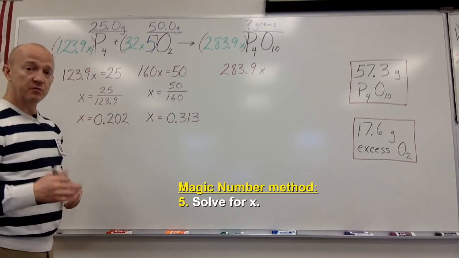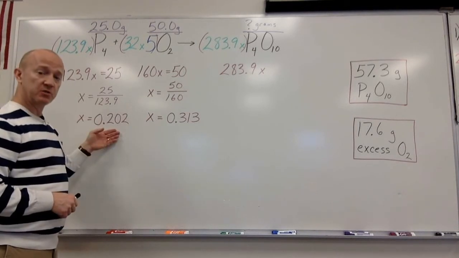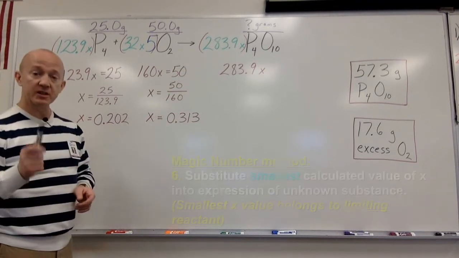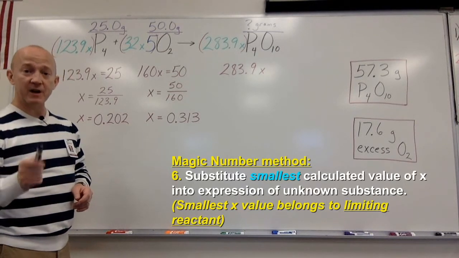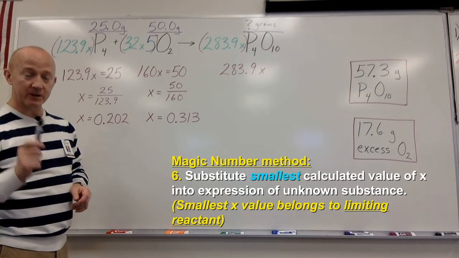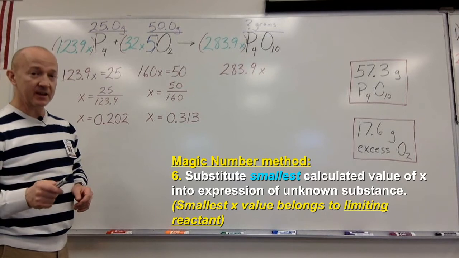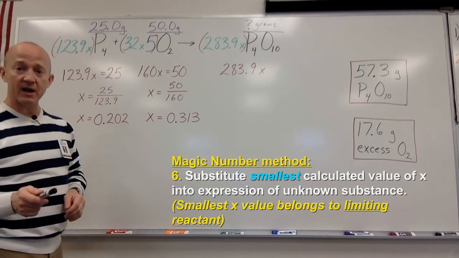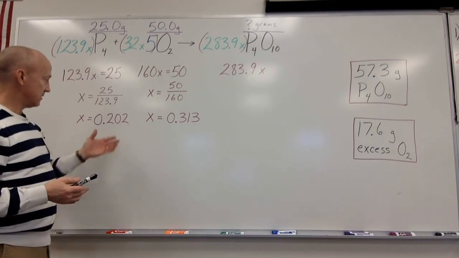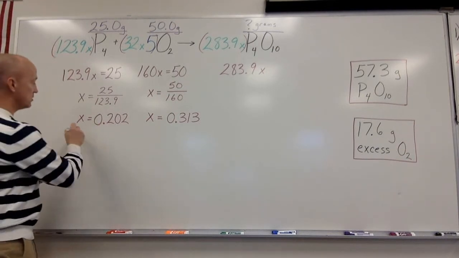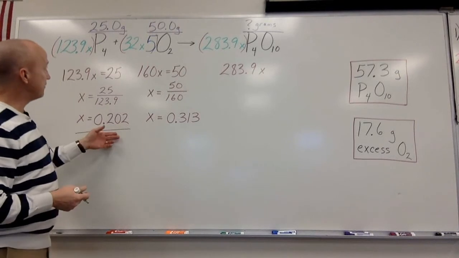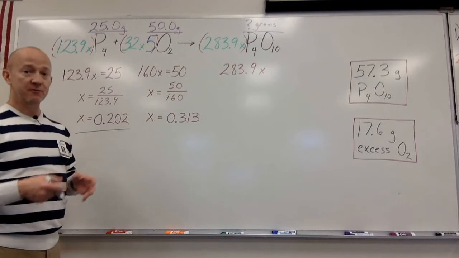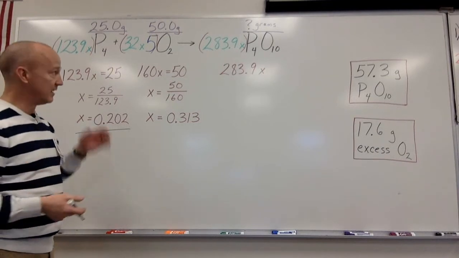As you can see, I have two values of X. X equals 0.202 and X equals 0.313. Now here's the key. The smallest X value belongs to the limiting reactant. Let me say that again. The smallest of these X values is going to belong to the limiting reactant. So which one is the smallest? Obviously this one, 0.202. And sure enough, it belongs to P4. We already established last time that P4 is indeed the limiting reactant in this situation.